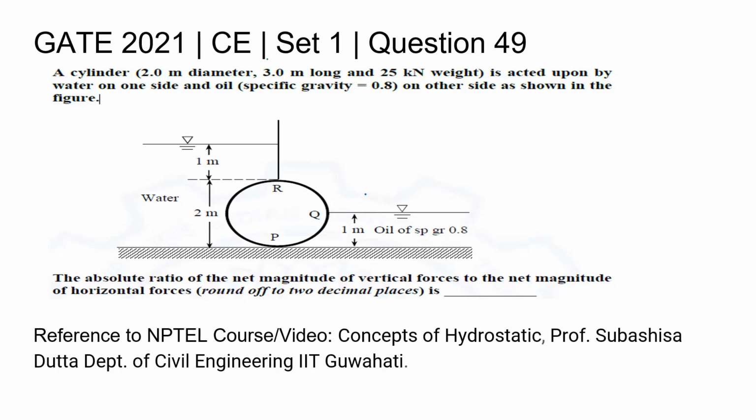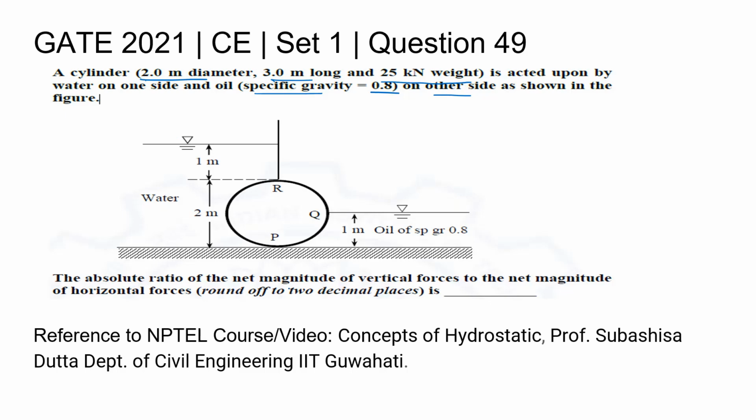GATE 2021 Civil Engineering Set 1 Question 49. A cylinder 2.0 meter diameter, 3.0 meter long and 25 kilonewton weight is acted upon by water on one side and oil of specific gravity 0.8 on other side as shown in the figure.